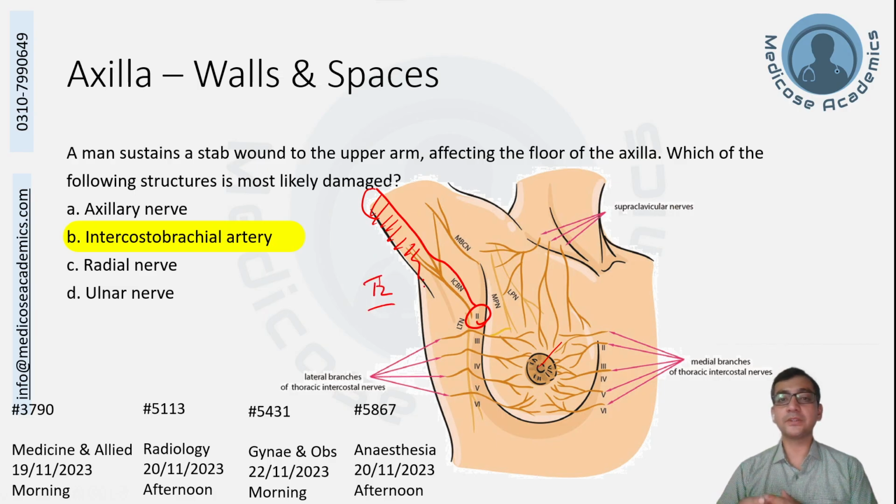This is the nerve that carries the referred pain of myocardial infarction to the arm. So that is another question that is very frequently asked. So referred pain of myocardial infarction is due to the intercostobrachial nerve.